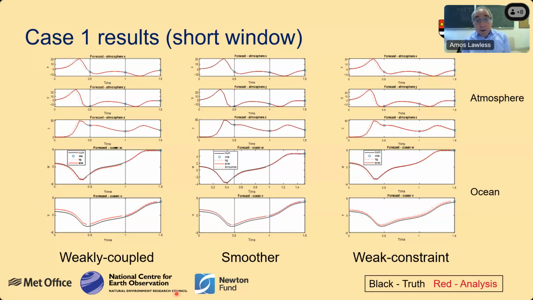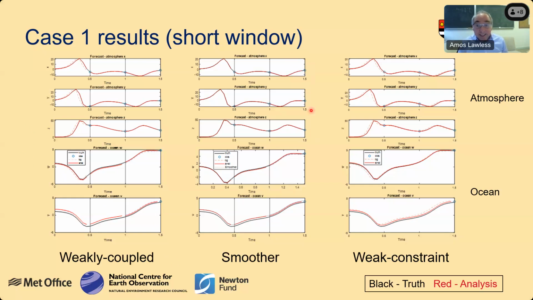So when we're running the standard weakly coupled system, of course, in the ocean, because we don't have any ocean observations in the first time window, the only update to the ocean is coming through an update to the atmospheric analysis when we run the coupled model. Then in the final window, we do see some improvement, starting to fit to the observations. When we look at the weakly coupled smoother system, the atmosphere is very similar.